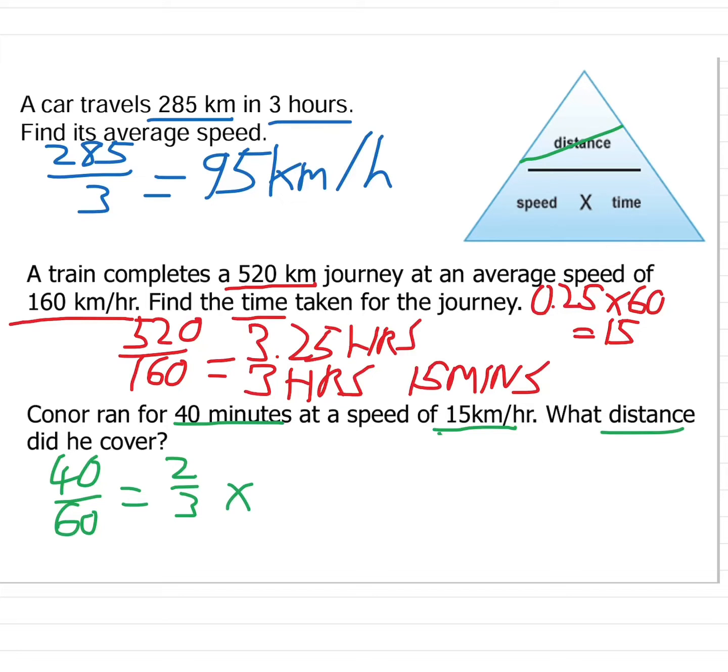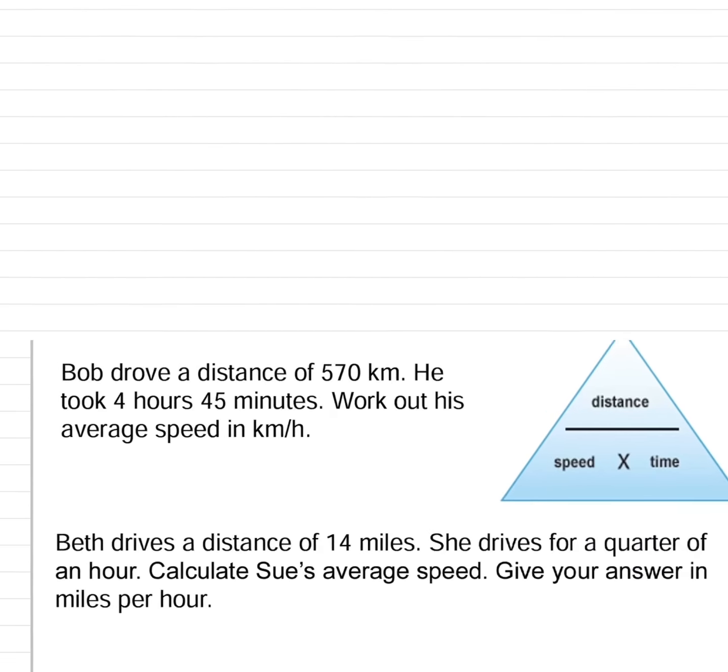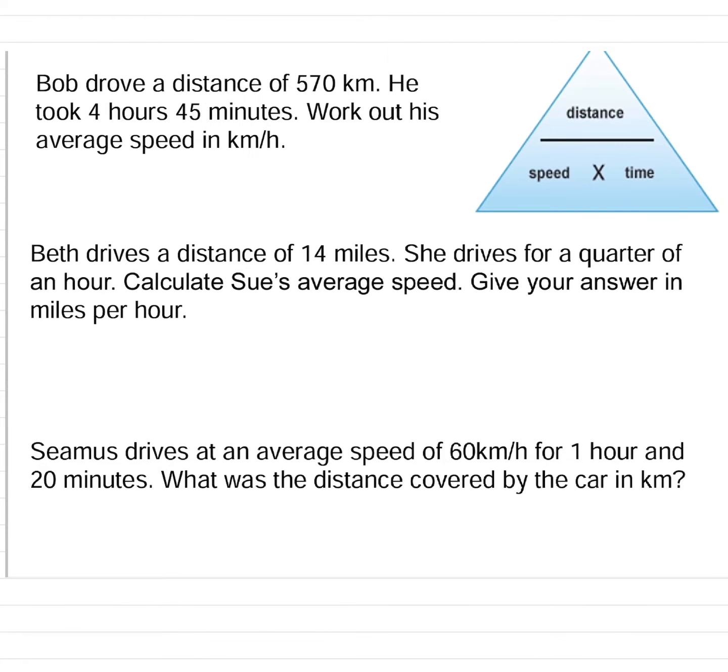And then let's multiply. So let's do 2/3 times 15. And that gets us 10. So it's going to be 10 now. And it's distance we're looking for. So 10 kilometers. So just again there, notice that I had to change this into a fraction of an hour. So you divide by 60, so it's simplified to 2/3. That's your time now, and then multiply by your speed to get the distance. Okay, let's have a look at some more.